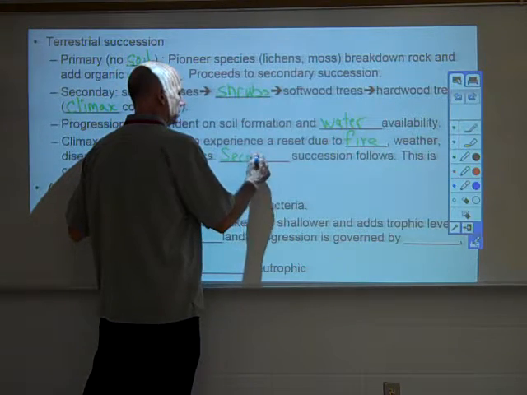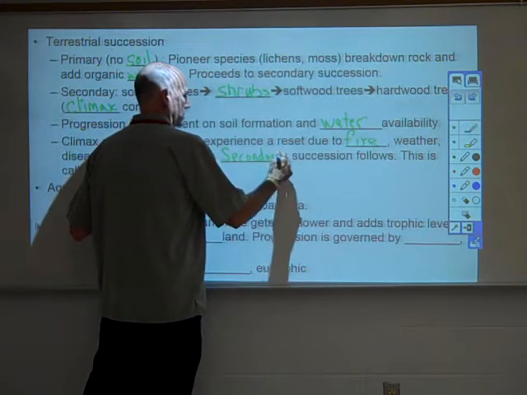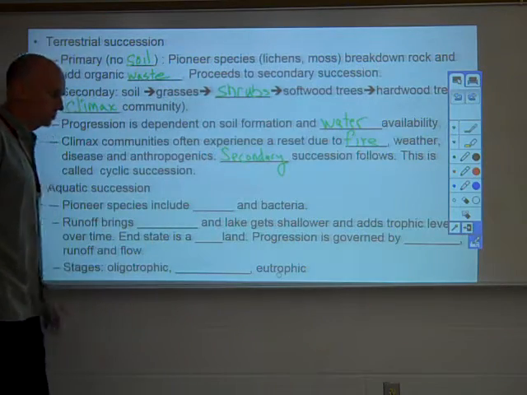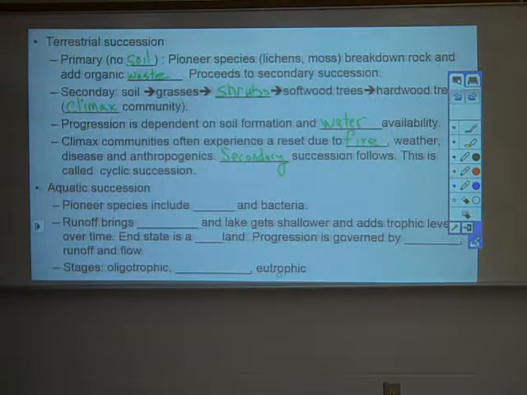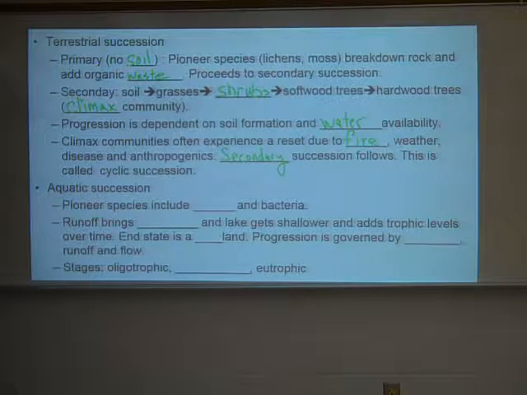Grasses come in, followed by bushes and shrubs, and then fast-growing trees, and then slow-growing trees. So there's a cycle that is common there. Now this actually is a good thing.